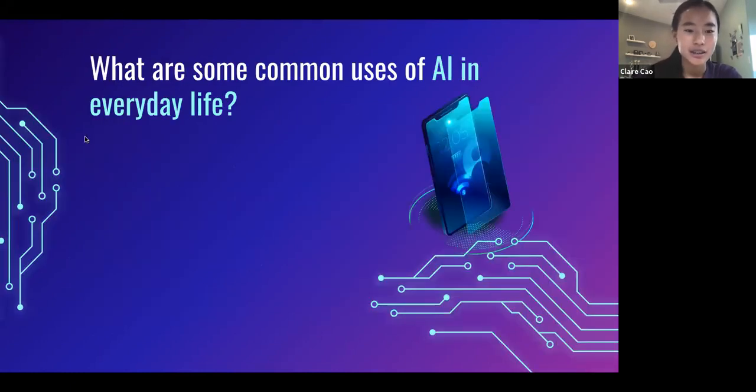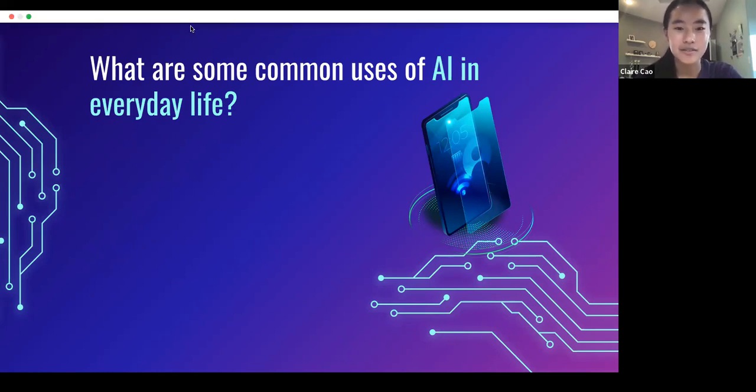Okay, so what are some common uses of AI in everyday life? We already got some great examples earlier in the chat, but let's think a little more. I just gave you a great example. I just told my Alexa to play Spotify. Does anyone else have an idea? This can be with an AI assistant like Siri or Alexa.